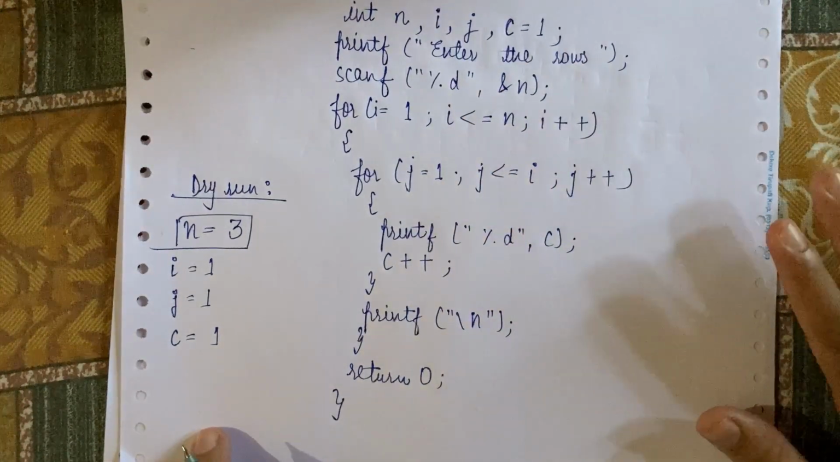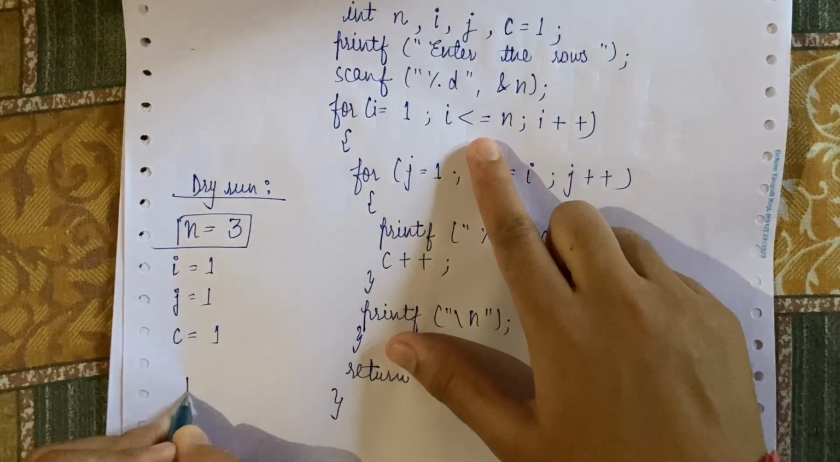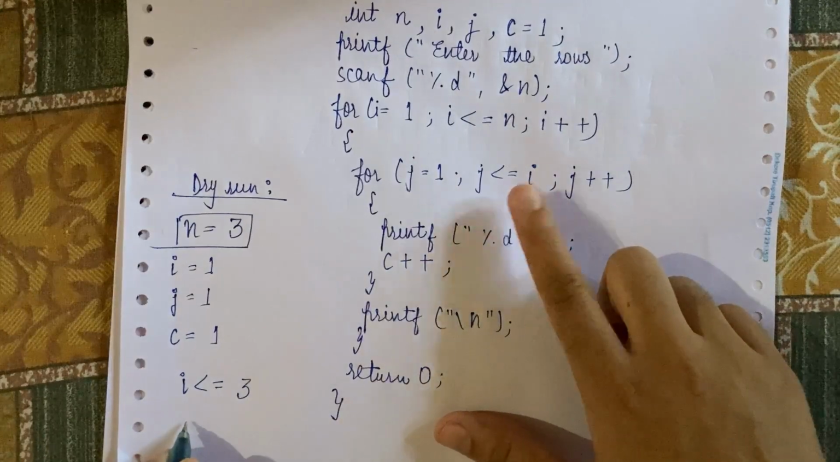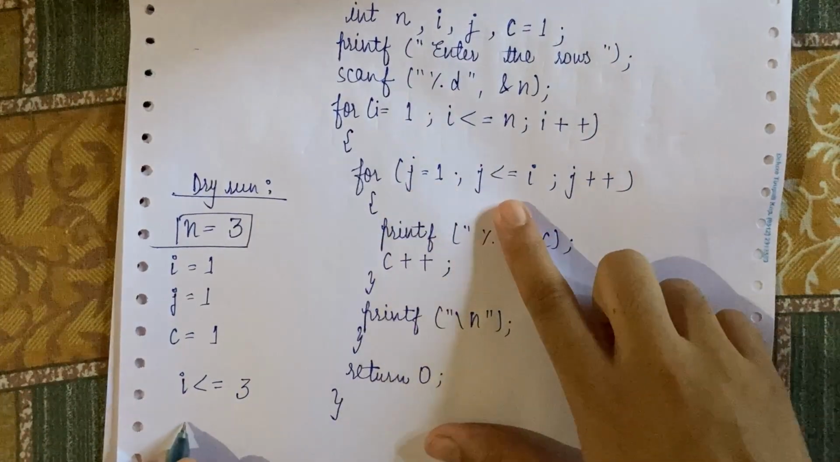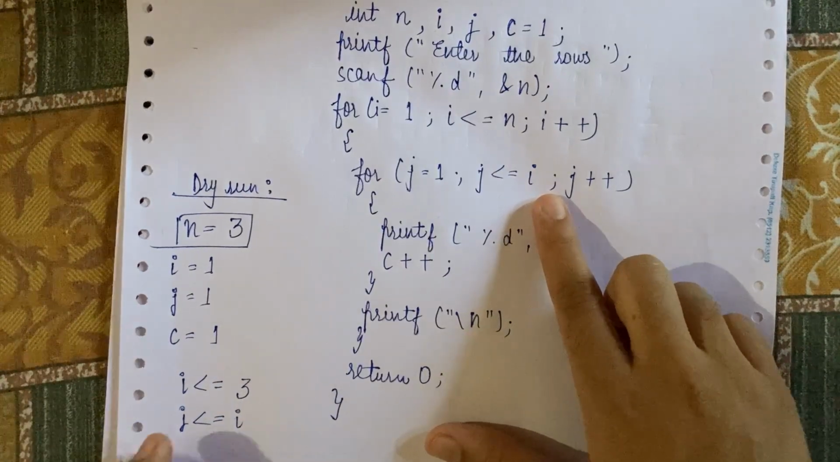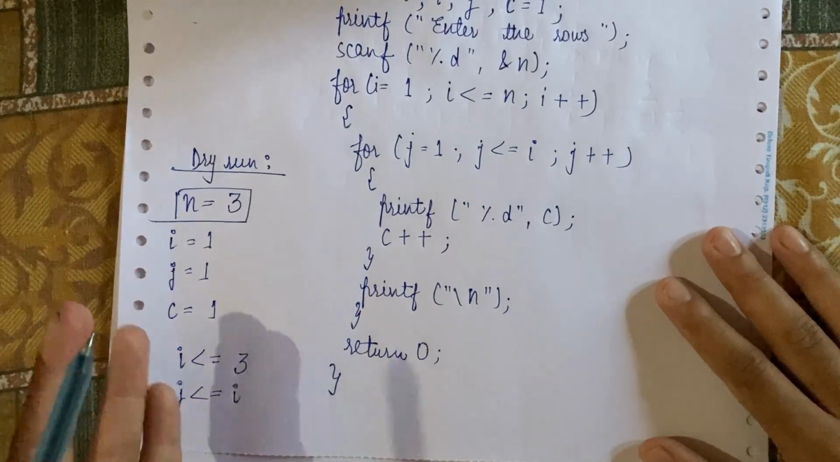So what we're going to do now, we'll check the condition for i. What are the conditions we have here? i less than or equal to n, and we have n as 3, right? And we also have j less than or equal to i, right? These are the two conditions that we have, and these are the values that we have initially in these variables.